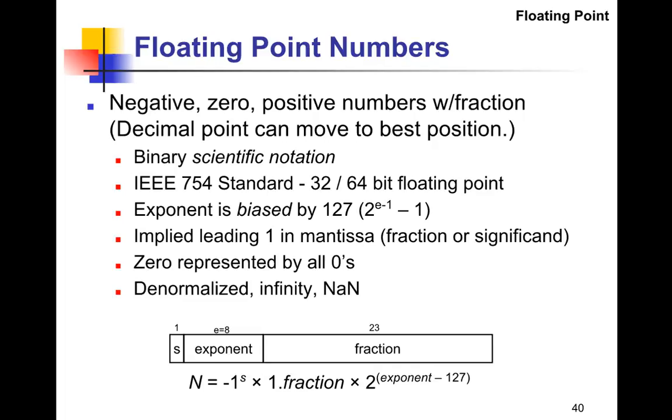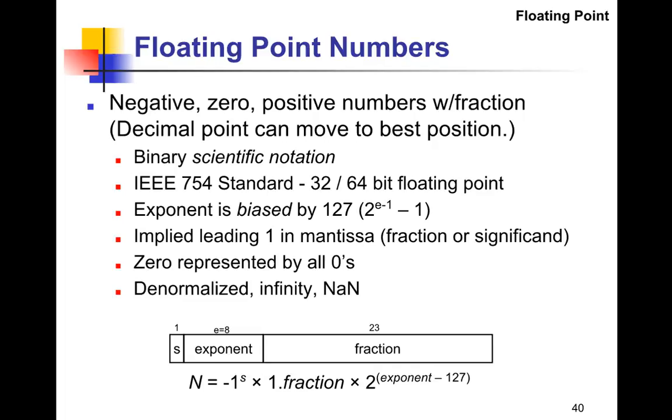So you can represent negative, 0, and positive numbers with a fraction, and the decimal point moves to the very best location. So this is a binary scientific notation. Instead of 10 to the something, it's 2 to the something. This was all explained in the IEEE floating point standard, where you can do 32 or 64-bit floating point. The exponent is biased. In other words, they subtract 127 from the number that's stored.